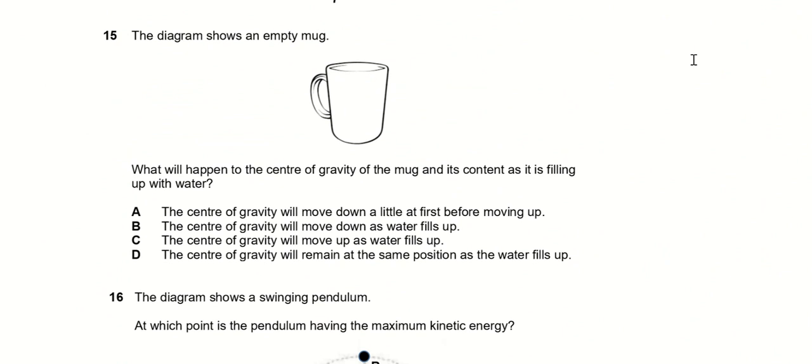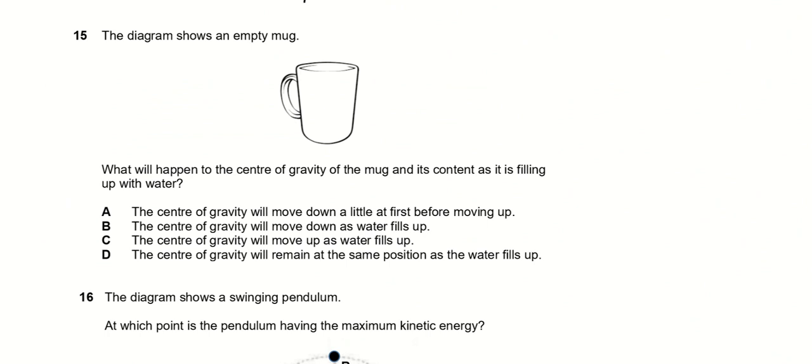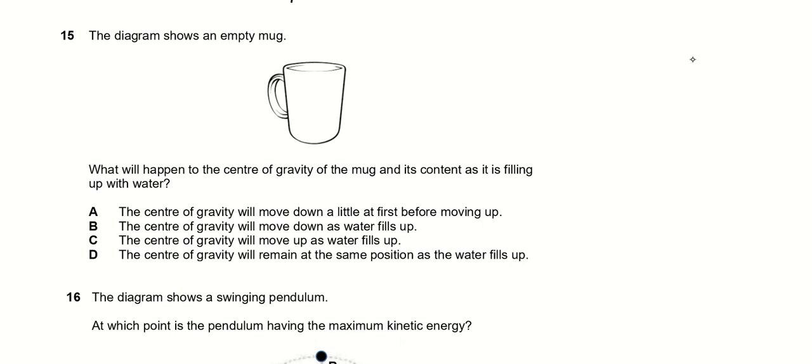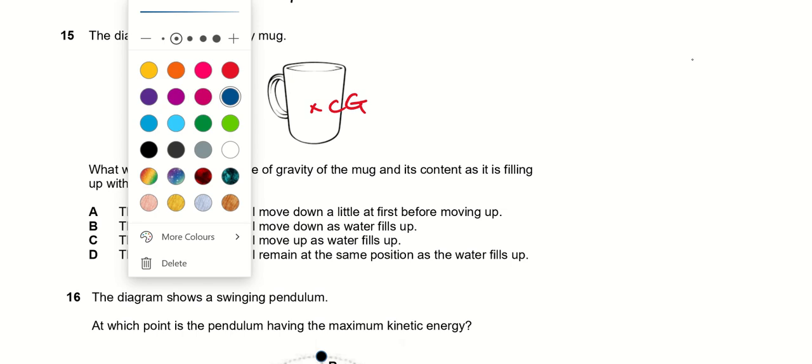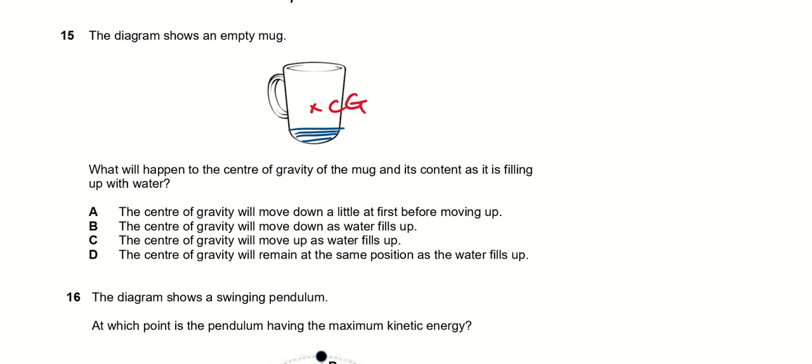Question 15. What will happen to the center of gravity of the mug and its content as it is filling up with water? Initially without water, this is the original CG. Now as I add in more water, more water will be over here. With some water at the base, the CG will move down. This will be the new CG. But as I continue filling up with water, it will become sort of uniform again. So it will move down a little at first before moving up. So the answer is A.